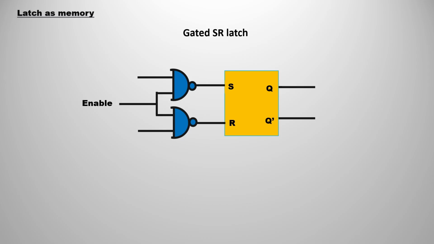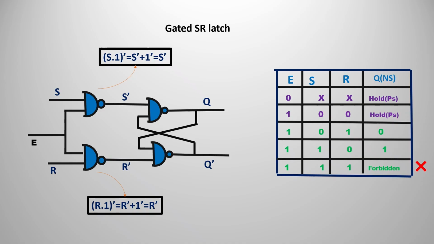So simply add two NAND gates to the normal SR latch with the help of the enable line by connecting two inputs. So already we saw what is inside the box of the SR latch, the transparent latch. So simply replace the SR latch box with the transparent latch. So that becomes our final output of the gated SR latch. So this is the circuit diagram that I am talking about.